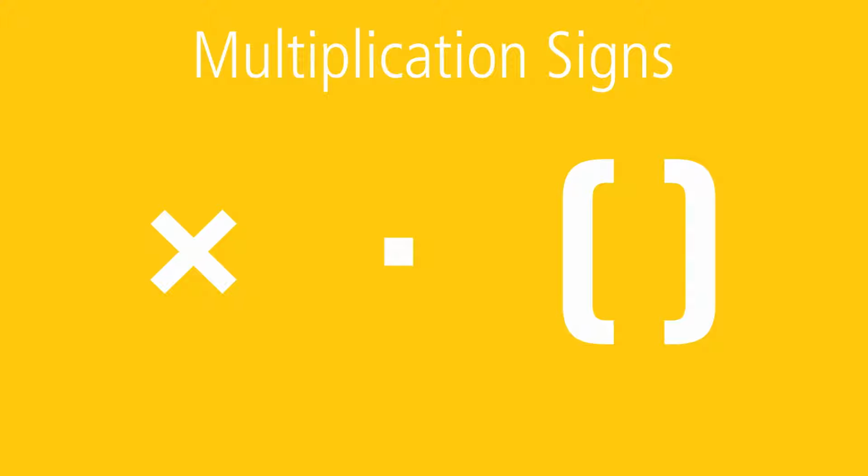In mathematics, the times sign, represented by the symbols times or dot or a parenthetical statement, is used to indicate multiplication. For example, 12 times 8 can be represented with 12 with the times or x sign times 8, 12·8, or 12 in parentheses with 8 in parentheses next to it, or 12 with 8 in parentheses next to it. Note, the raised symbol dot is not a decimal point.